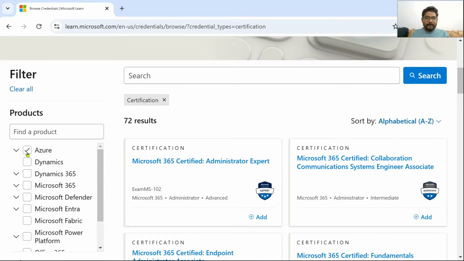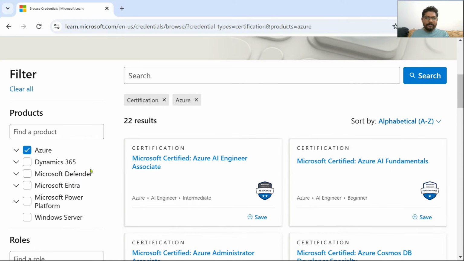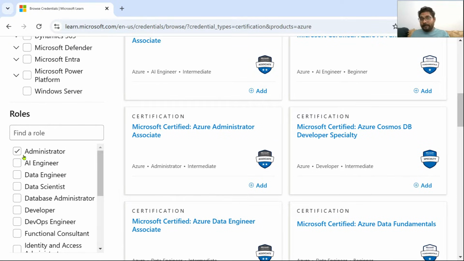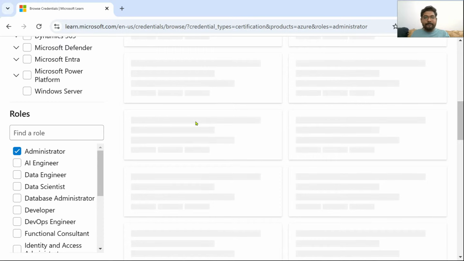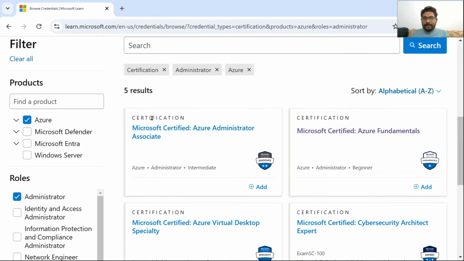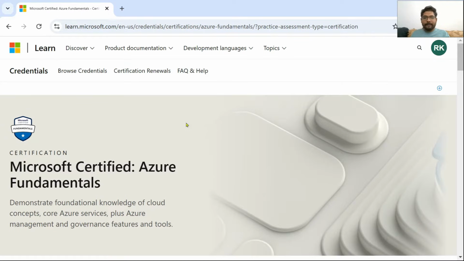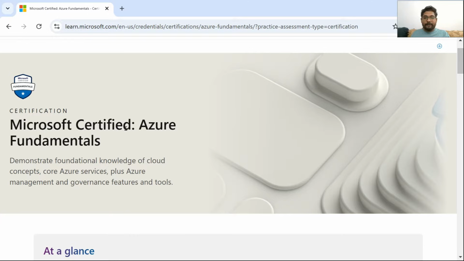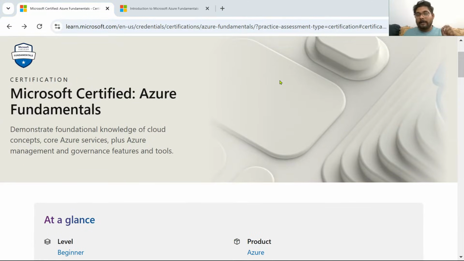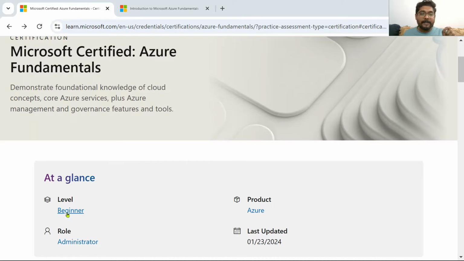And here on the left side, you have something called Azure. Select this. And then to filter it more, click on administrator. Then you see all the different certifications related to Azure Administrator would appear. And here on my right, you have Microsoft Certified Azure Fundamentals. Click on this particular card. Then you would be able to see the Microsoft Certified Azure Fundamentals page. Now remember, this exam is a beginner level exam.